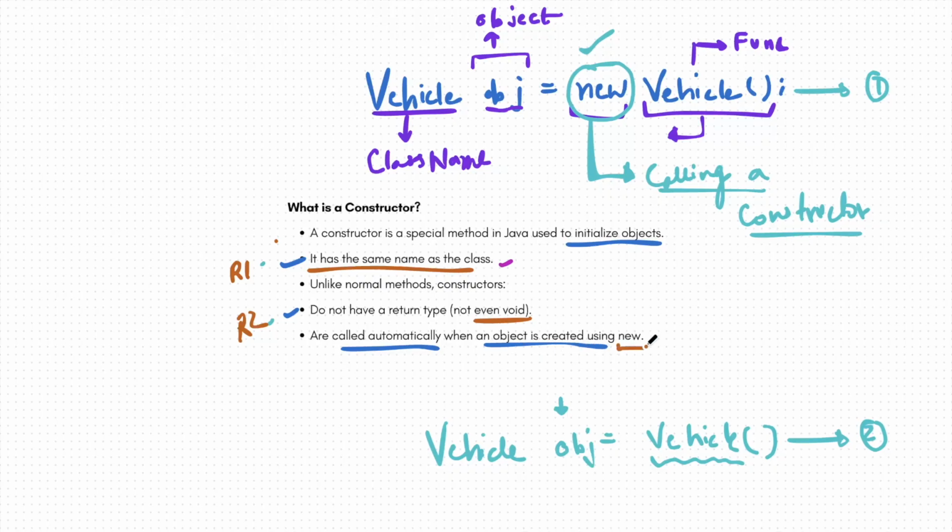Okay, cool. And constructors are called automatically when an object is created using new. So this new keyword is very important. A constructor is called whenever you have the new keyword. You can just call a method by writing Vehicle like this, but that doesn't mean you are calling the constructor. When you add this new keyword here, it means you are calling a constructor. So this was the overall idea of how a constructor works.